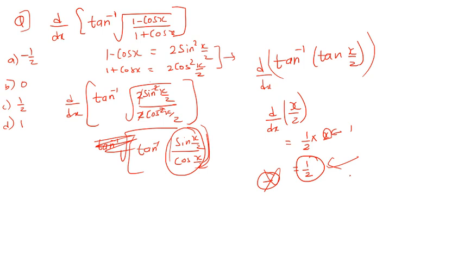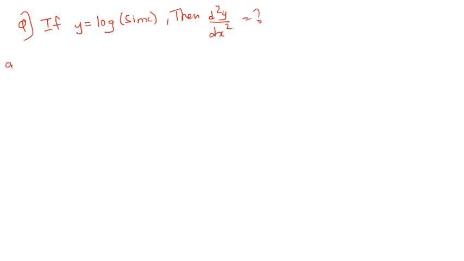Let me see who answers it. I think yesterday we have done this, but still it was a different kind of problem. Next question: if y is equal to log of sin x, then d square y by dx square is equal to how much? So you have to double differentiate this. Options A, B, C, D. A is minus cosecant square x.